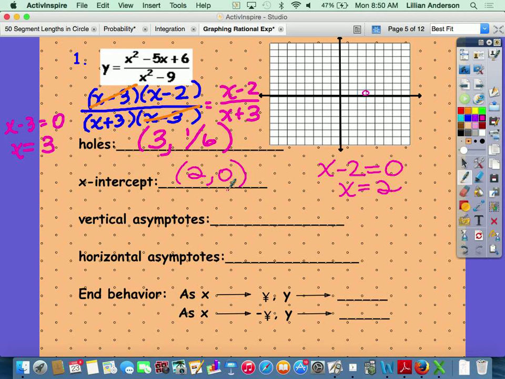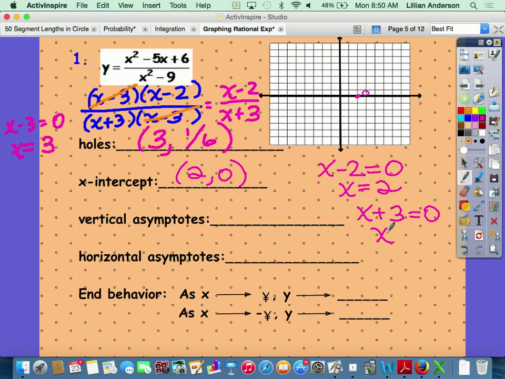Oh, no, the bottom will tell us our vertical asymptotes. Only the top will tell us our x-intercepts. That's a good question. So make sure we graph our x-intercepts. It's there. Now our vertical asymptote is when we set the bottom equal to 0. So x plus 3 equals 0. The bottom equal to 0.